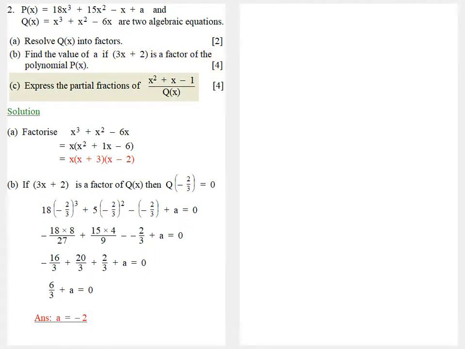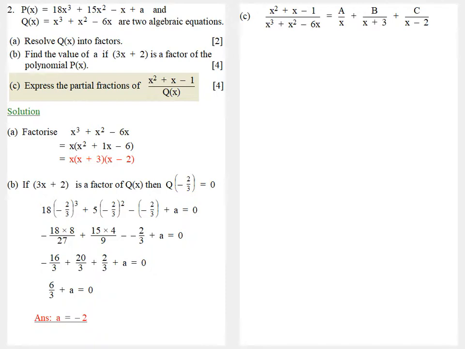Now, in part C, we want to express the partial fractions of x squared plus x minus 1 over qx. Now we have x squared plus x minus 1 on the top and x cubed plus x squared minus 6x on the bottom. The bottom we know factorises. It factorises into x, x plus 3 and x minus 2. So we can write the fraction as a over x plus b over x plus 3 plus c over x minus 2.